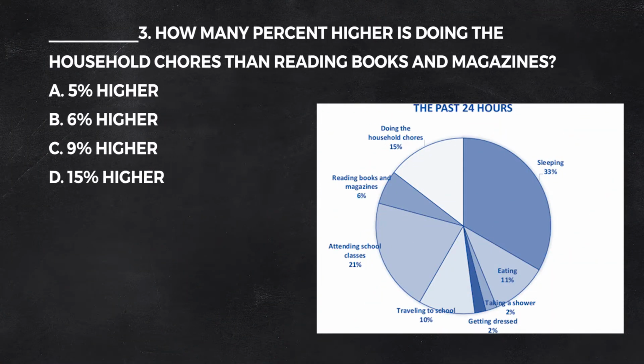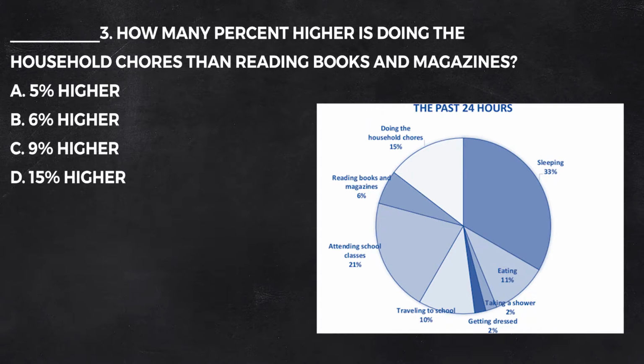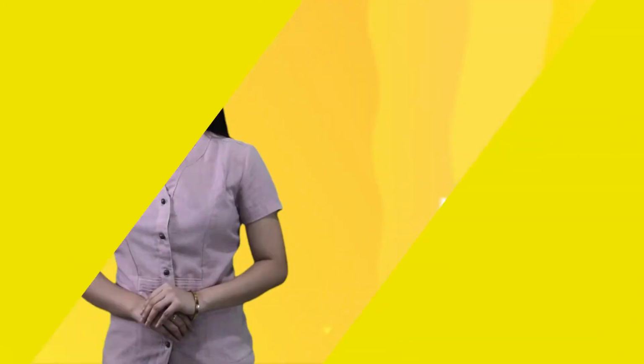Now, let's move on to question number 3. How many percent higher is doing the household chores than reading books and magazines? Letter A, 5% higher. Letter B, 6% higher. Letter C, 9% higher. Or letter D, 15% higher. That was great. The correct answer is letter C, 9%.